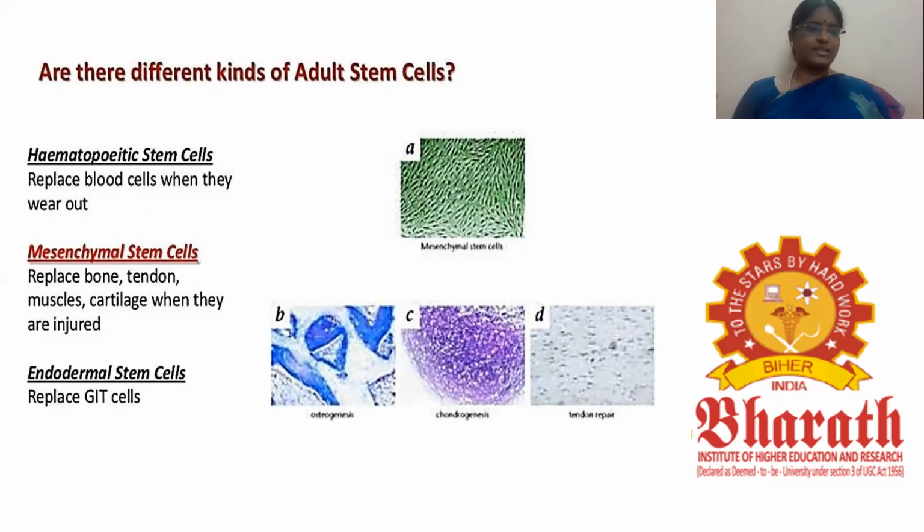So many questions arise: are there different kinds of adult stem cells produced? The answer is yes, because adult stem cells are used to produce various cell types like hematopoietic stem cells, mesenchymal stem cells, and also endodermal stem cells. You can see the diagram of these hematopoietic, mesenchymal, and endodermal stem cells here. Hematopoietic stem cells are used to replace blood cells when they wear out. Mesenchymal stem cells are used to replace bone, tendons, muscles, and cartilage when they are injured, and endodermal stem cells are used to replace GIT cells, which is called osteogenesis, chondrogenesis, and also tendon repair.